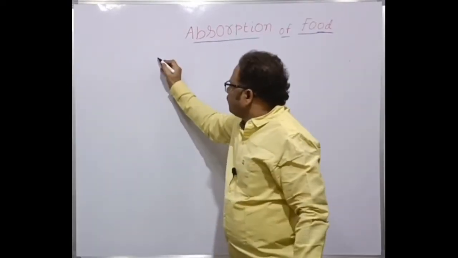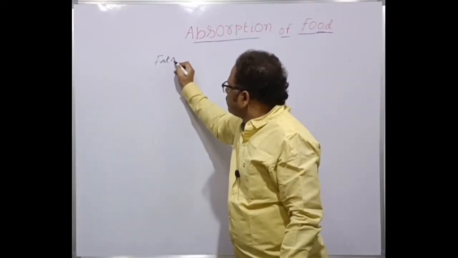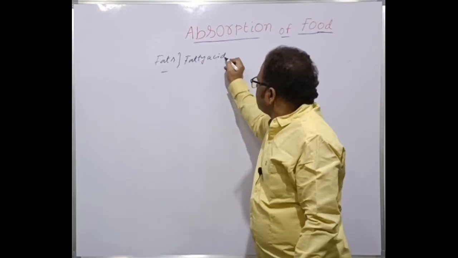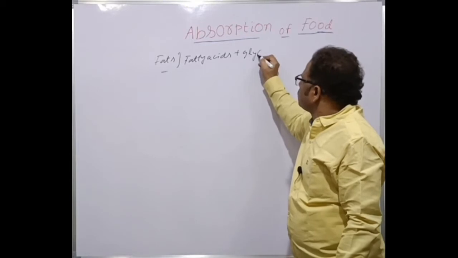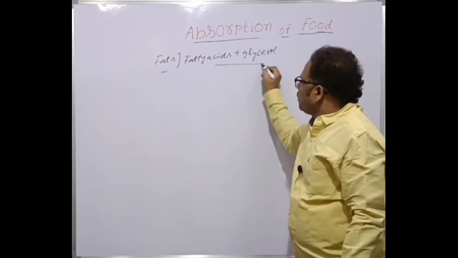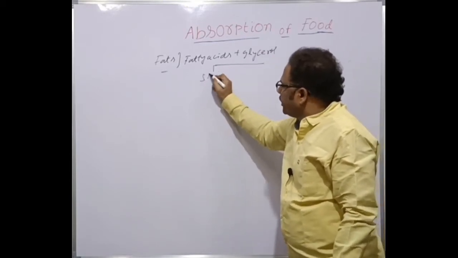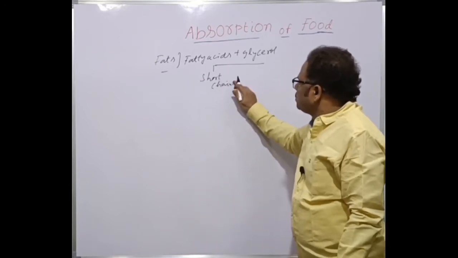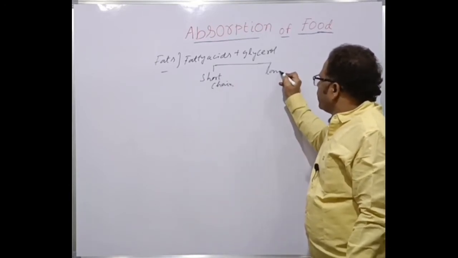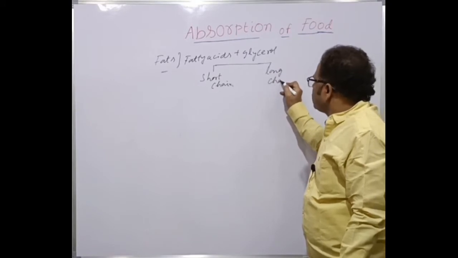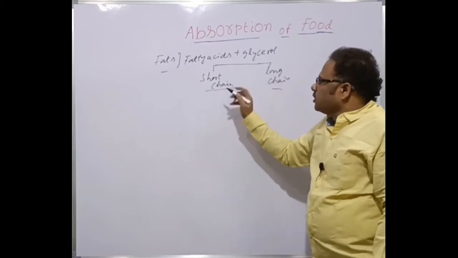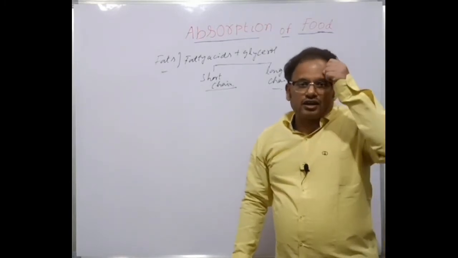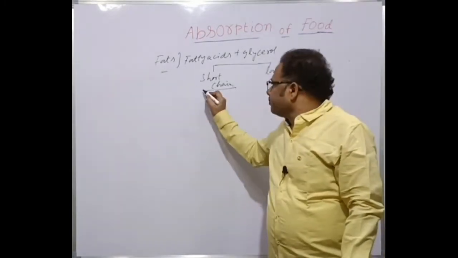So the end products of fat digestion are fatty acids and glycerol. These are of two different types. One is short chain fatty acids and glycerol, and the other is longer chain fatty acids and glycerol. The short chain fatty acids and glycerol are directly absorbed into the blood.